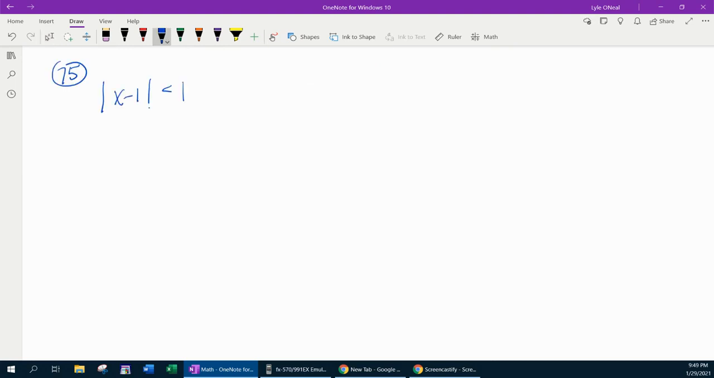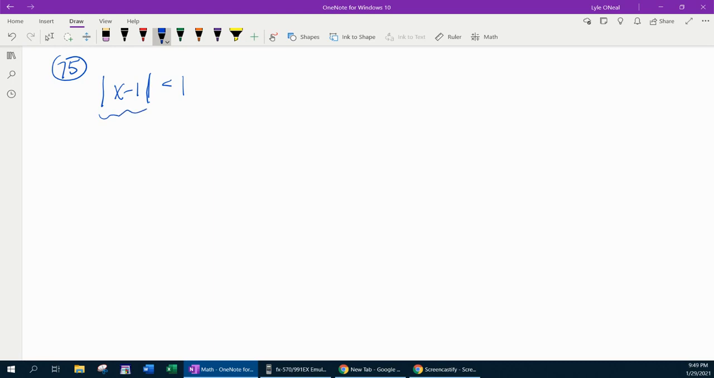So we're going to start with number 75. Here we have the absolute value of x minus 1 less than 1. And so the poem that I'm going to give you that you need to live by here, listen, if it's true, split it in 2.